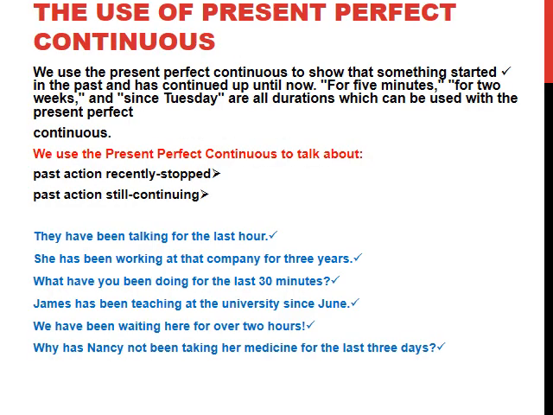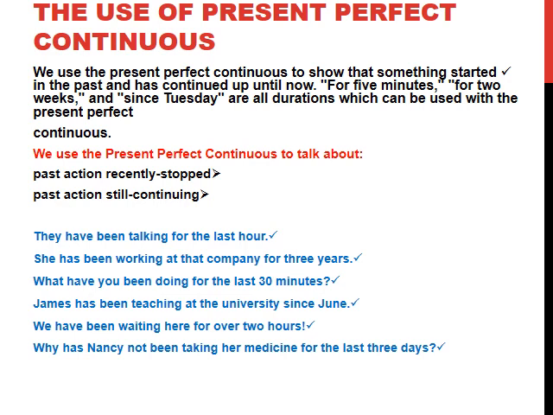The use of present perfect continuous. So after we had a look at the function of the present perfect continuous and the structure, now we move to the use. We use the present perfect continuous to show that something started in the past and has continued up until now. We can use for 5 minutes, for 2 weeks, and since Tuesday, for example. All this duration can be used with the present perfect continuous.